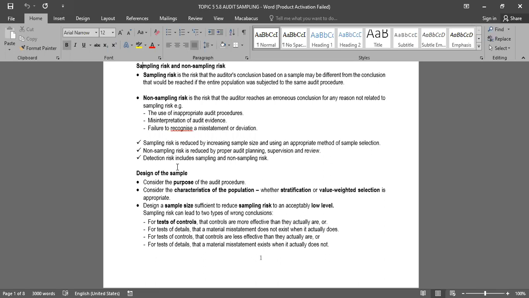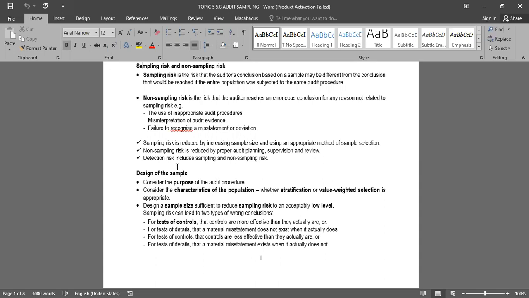So for example, they gave you examples of non-sampling risk as the use of inappropriate audit procedures, misinterpretation of audit evidence, okay, where you look at an audit evidence and then you don't understand it and use it wrongly. Failure to recognize a misstatement or deviation. If you fail to see it, like it is for most of us, yes. Whenever they give us a case regarding something, because you don't know a standard or you have forgotten, you miss it out. Now, that is non-sampling risk.